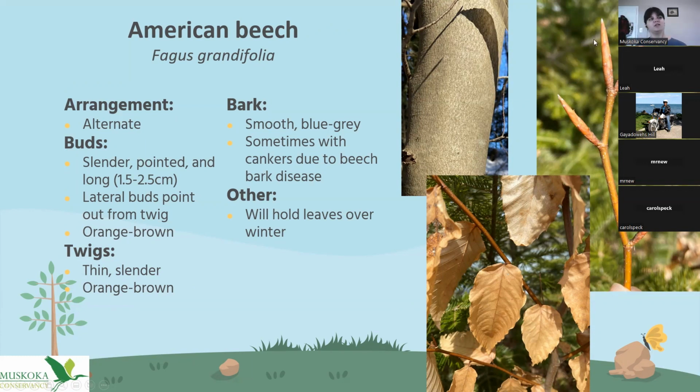So they are a sort of bright orangish brown color, which is quite similar to the twigs as well, which are thin and slender and have that same coloration. The bark is unique as well. It is very, very smooth throughout its entire life. Unfortunately, sometimes you will see it with cankers because many of our American beeches are affected by beech bark disease, which causes cankers and different growths to show up on the bark. But generally, a healthy one will have the smooth blue-gray bark.